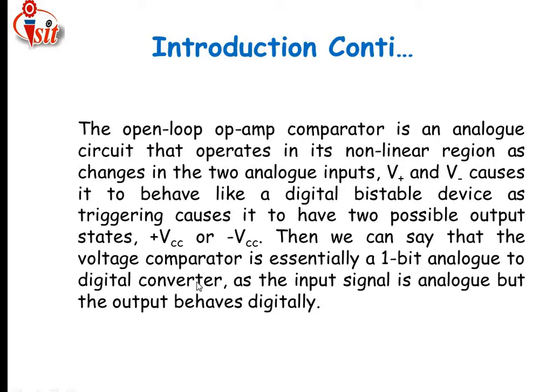That means a comparator is used to compare or convert an analog signal into digital, as the input signal is analog but the output behaves digitally. That means the input supply we give to the comparator is analog, but it will be compared bit to bit. For that purpose it is sometimes called an analog to digital converter. That means input is given in analog format and it will be produced as output in digital format.